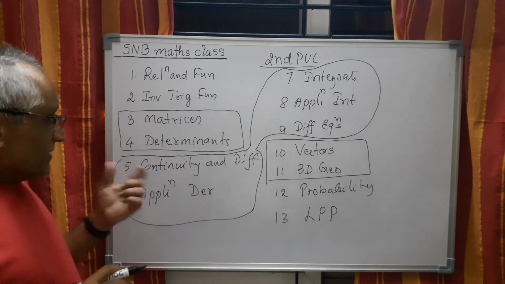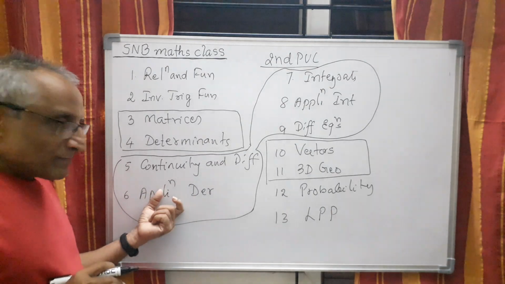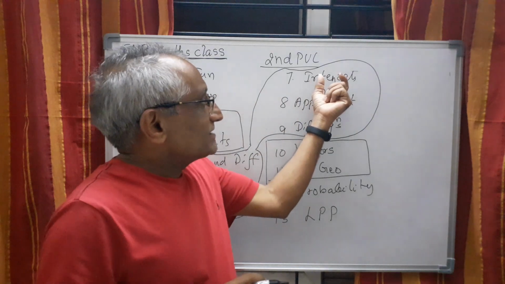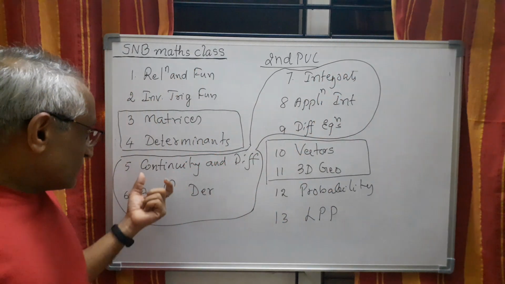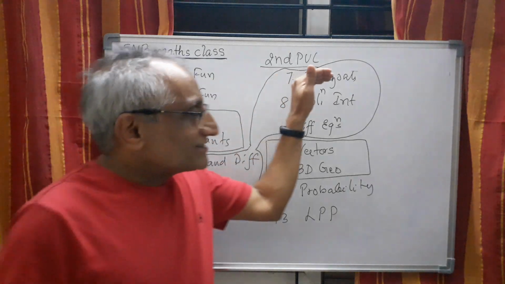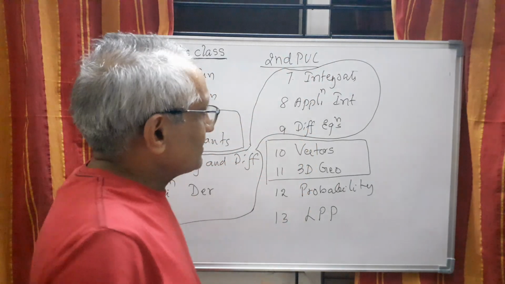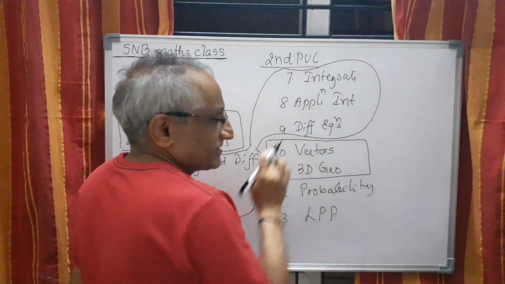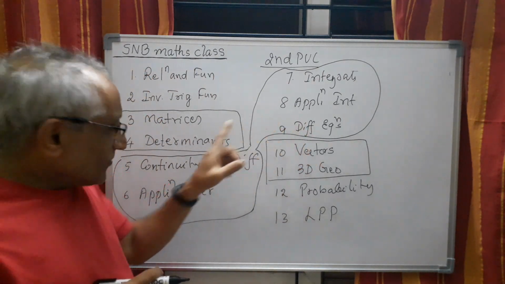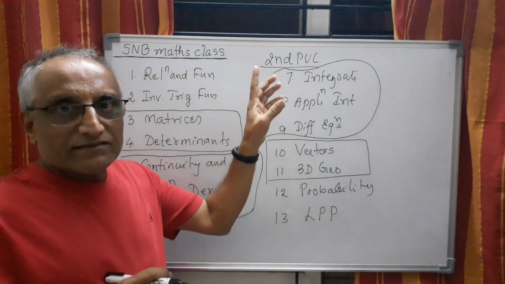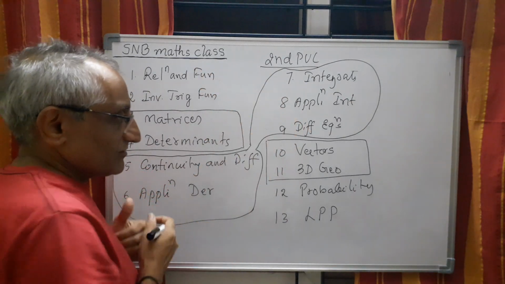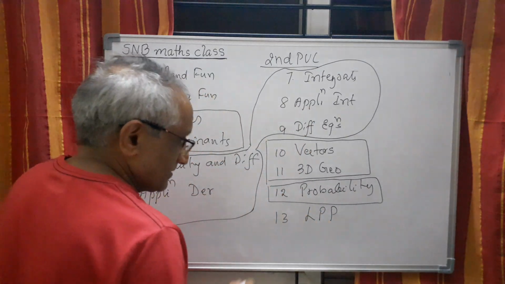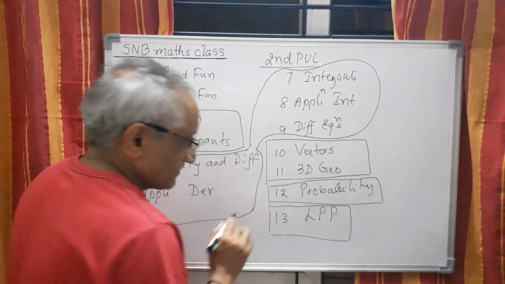For example, if you want to study application of derivatives, thorough knowledge of differentiation is required. Then, without the knowledge of differentiation, you cannot study integration. So it is a must. Similarly, application of integration means the knowledge of integration is necessary here. And coming to differential equation, this requires the knowledge of differentiation and integration both. Therefore, these five chapters are together. And of course, probability is an independent chapter. LPP is also an independent chapter. So this is one thing.